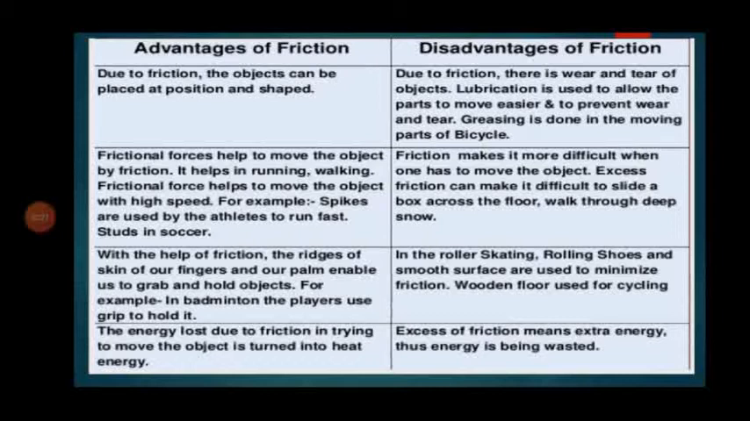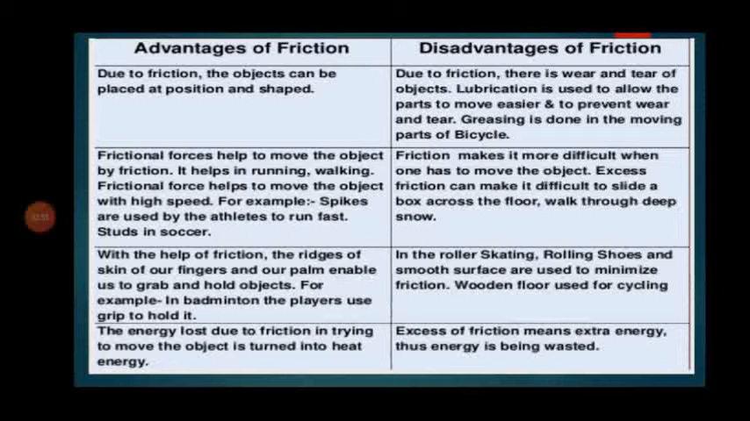What are the advantages and disadvantages of friction? Due to friction, objects can be placed in position and shaped. As a disadvantage, due to friction, there is wear and tear of objects. Lubrication is used to allow the parts to move easier and to prevent wear and tear. Greasing is done on the moving parts of the bicycle as well as machinery.